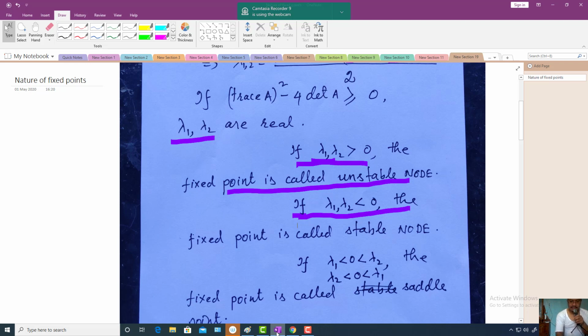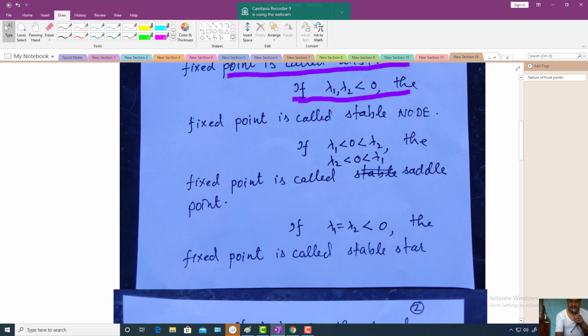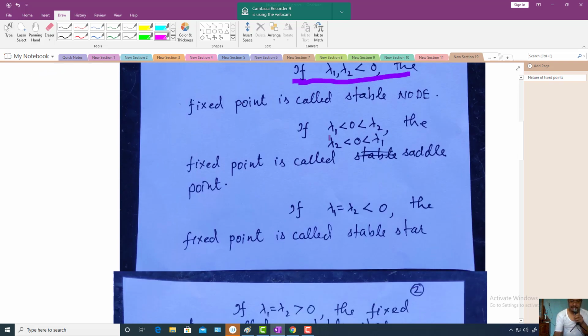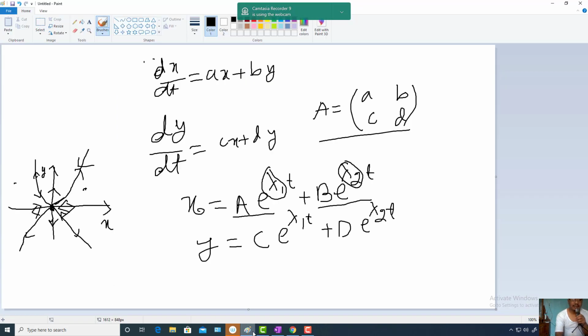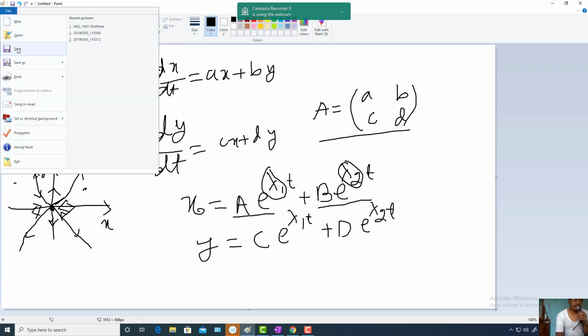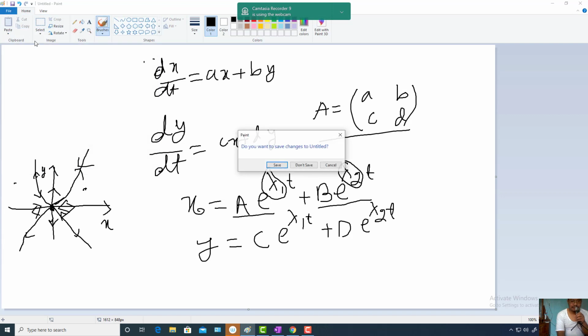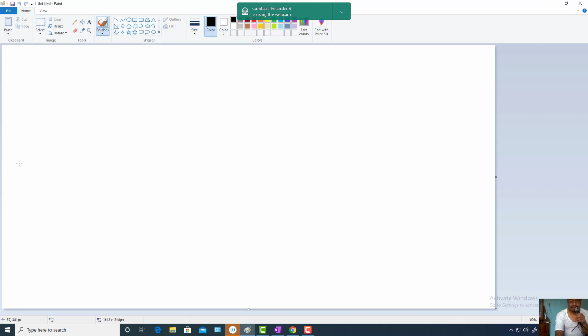Then another case may happen like this: one is negative, another one is positive. In that situation, let us see what happens. In one direction it is coming toward the fixed point, in another direction it is moving away. So the situation will be like this.